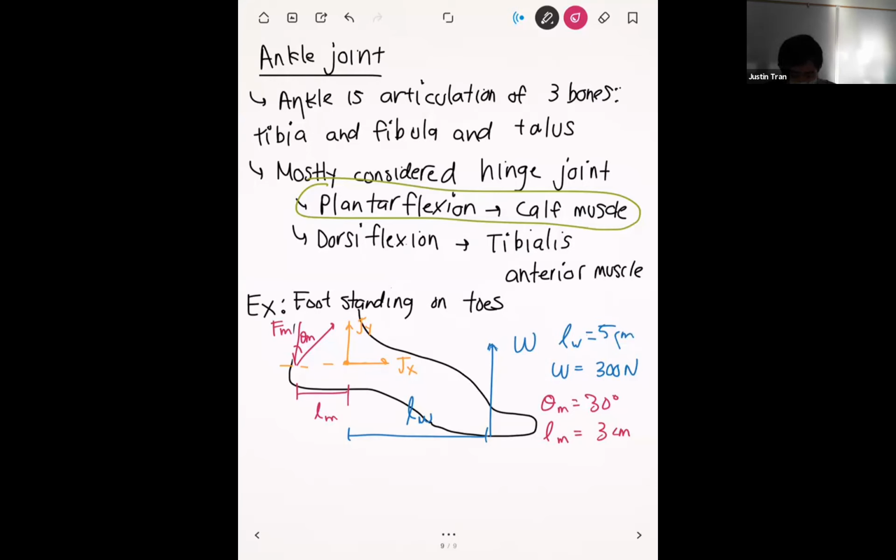Okay, so it's a fairly simple example, not too much going on. It's a pretty standard statics problem. But just like we've done before, we're going to solve for the muscle force and each of the joint reaction forces. Calf raises, yes. Your calves are a really important muscle, so make sure you're taking care of them. Any questions on this?